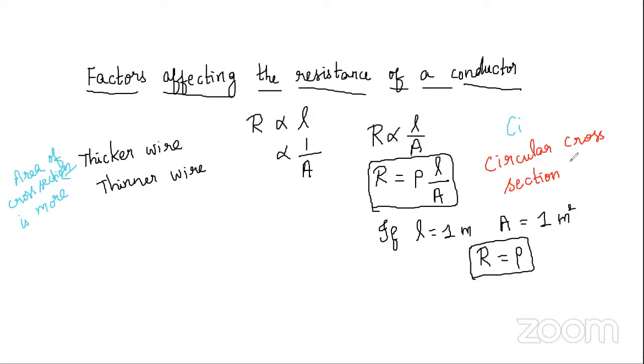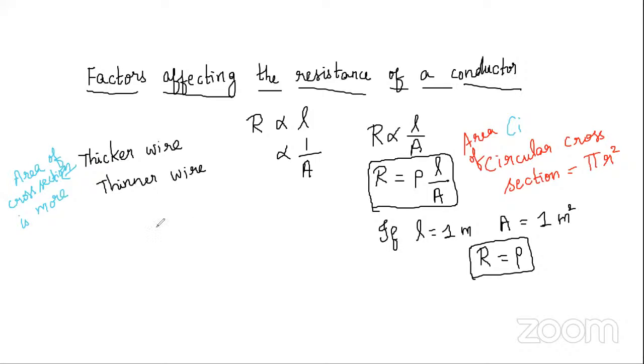Can anyone tell me? Pi r square. Yes, you are absolutely right. So that is pi r square, where r is the radius of the cross section of the wire. So area of circular cross section is pi r square. In numerical problems, whenever you are asked to find the circular cross section area, you have to use this formula only, pi r square.